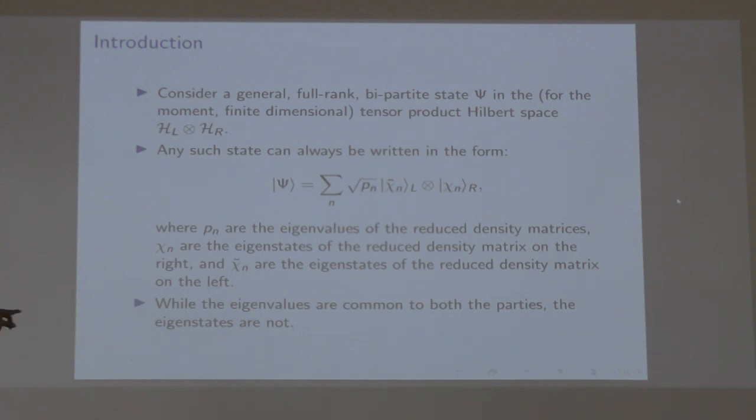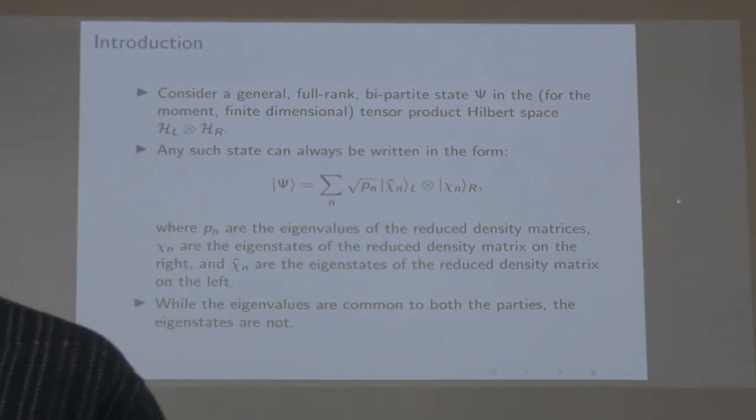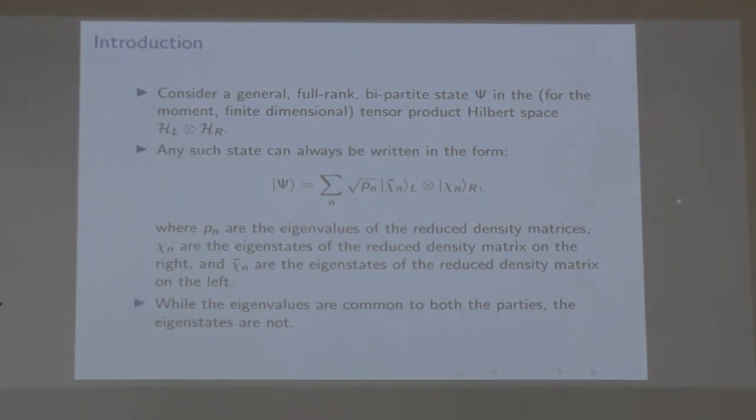And I'll say what I mean by full rank. Any such state can be written in a Schmidt decomposition, where you write the state psi as a diagonal sum over a set of basis states, chi tilde on the left and chi on the right. The numbers p_n which appear in this expansion are essentially the eigenvalues of the reduced density matrices of the state on either side. You can think of the chi's and the chi tildes as being the eigenstates of the reduced density matrices of the state. And we notice that while the eigenvalues are common to the two sides, the eigenstates are not.